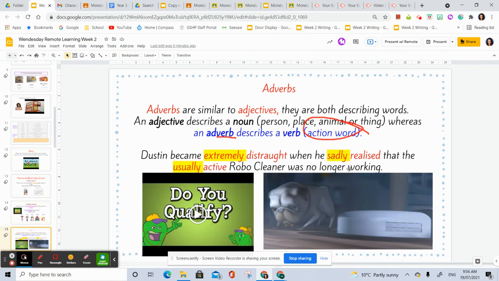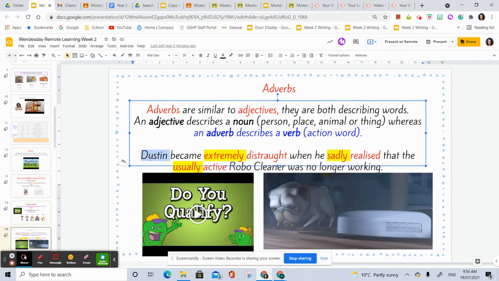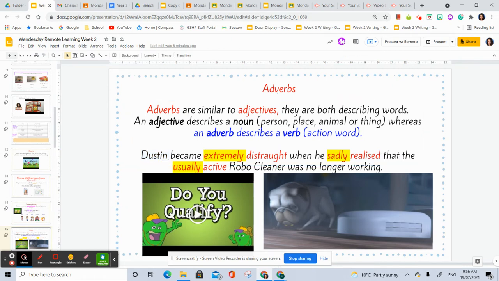Now, this is an example of the use of adverbs, okay? Dustin became extremely distraught. So distraught is the verb. Okay, he's upset, he's distraught. This is the adverb. Dustin would be our noun, our proper noun. Dustin became extremely distraught when he sadly, is your adverb, realized, that's your verb, that the usually active robo-cleaner is the noun, but the noun is active, was no longer working.